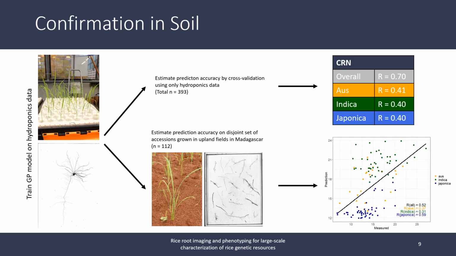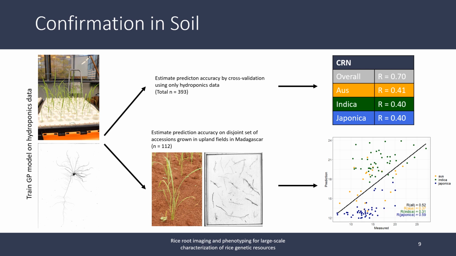We also estimated prediction accuracies of our genomic prediction models on an independent set of accessions grown under field conditions. I am here showing data for crown root number. We found that while overall prediction accuracies were reduced compared to cross-validation using only data from hydroponics, crown root number could still be predicted in the independent set of accessions with an accuracy of 0.52.